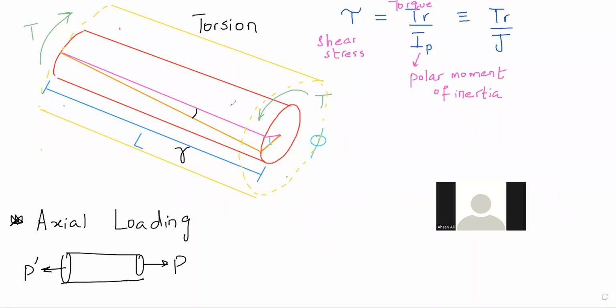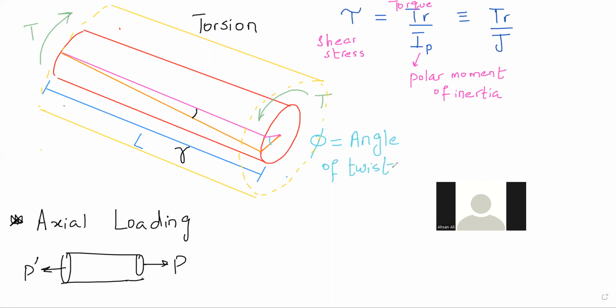Now, if you are saying that this pink line has become this orange line and this angle is my shear strain, what on earth is this phi? That's your angle of twist. Angle of twist. So I am skipping the derivation, but we are not skipping the details. Angle of twist.